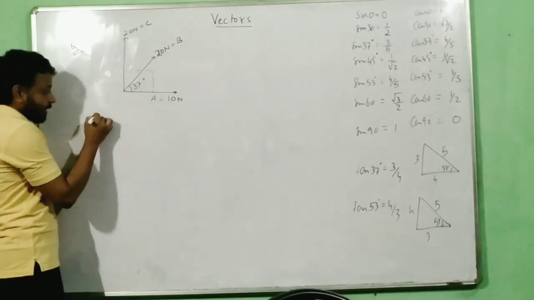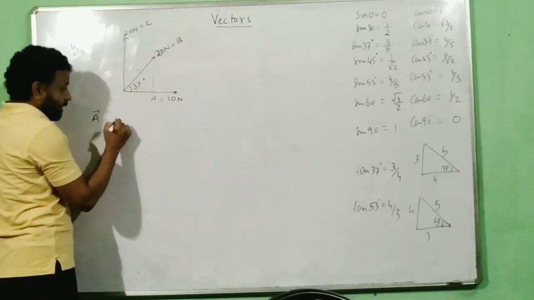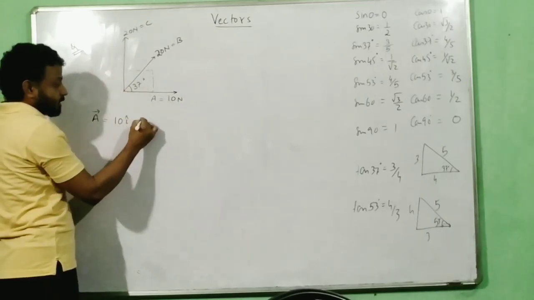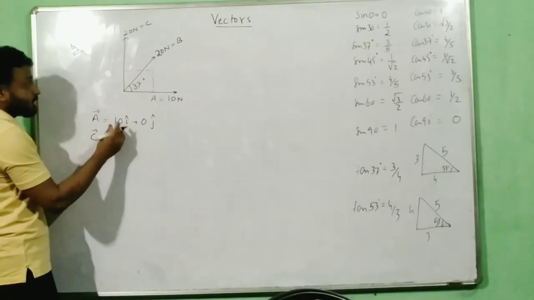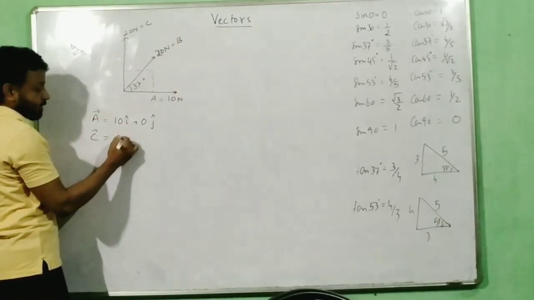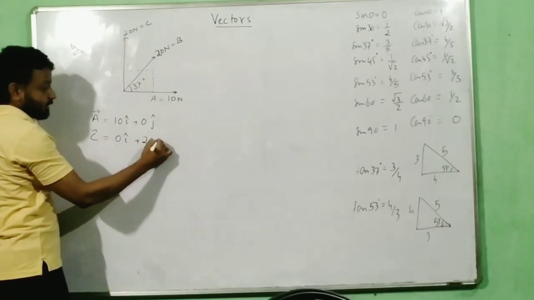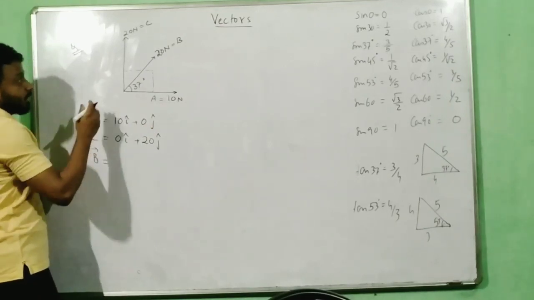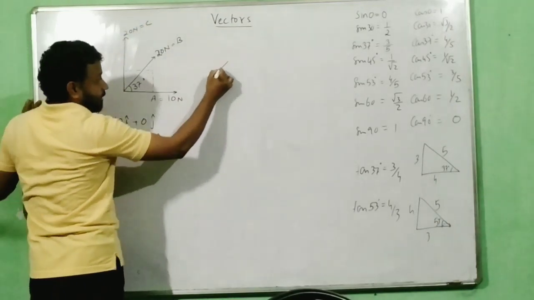Now you write the vector A. How much is your vector A? Vector A is acting along the x-axis, so that is equal to 10 i cap. Vector A has nothing along the y-axis, so it's 0 j cap. Now let's go to vector C. This is vector C. It has nothing along the x-axis, plus it has 20 Newton along the j-axis. Now comes vector B. Vector B is acting along this direction. So this is my vector B.